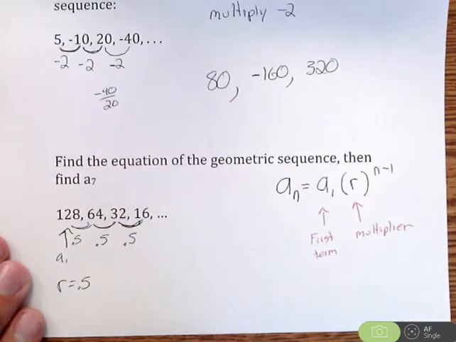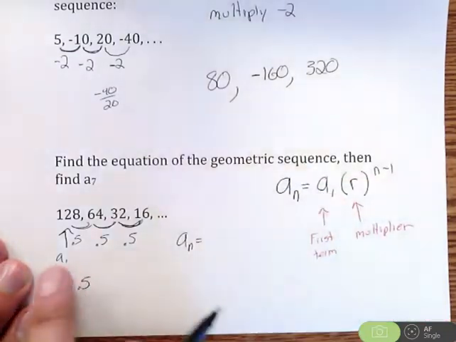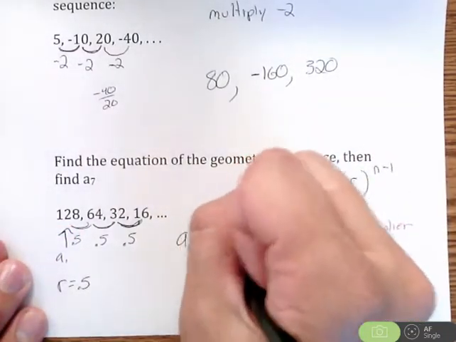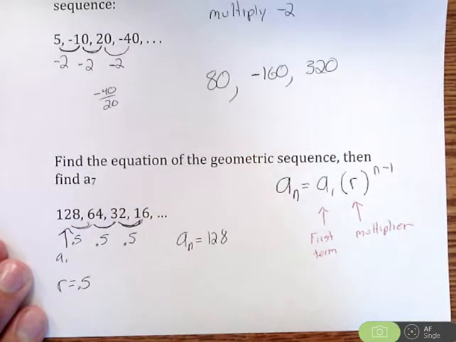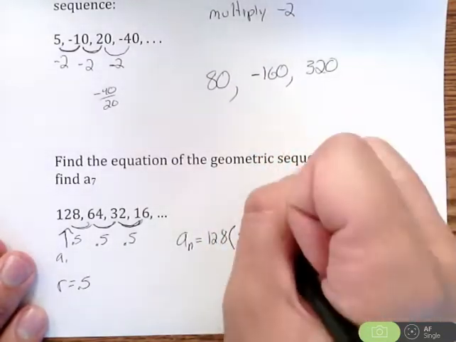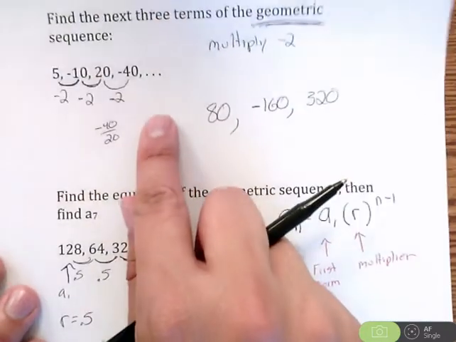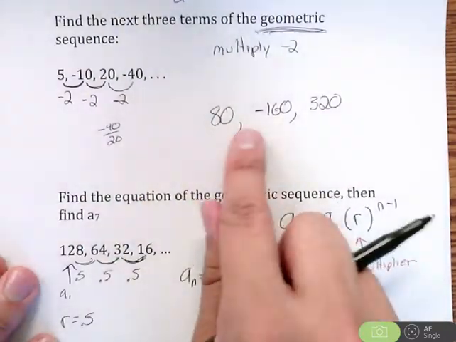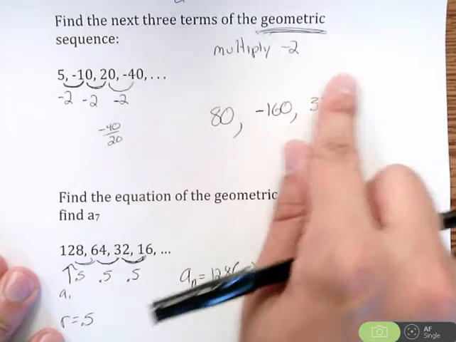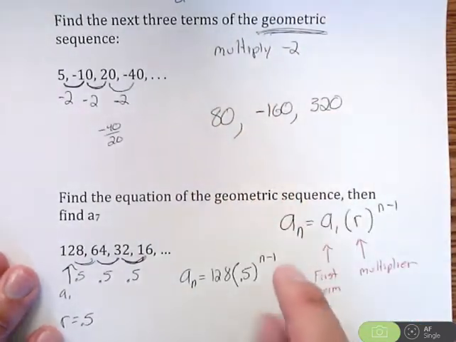So I'm going to put this all together. I'm going to have A_n equals, instead of A_1, let's put 128, and then I need parentheses 0.5 raised to the n minus 1. Now here's why this entire idea of the equation of the geometric sequence is important. In this previous problem, to find the next term, I had to keep continuing the pattern. Multiply by negative 2, multiply by negative 2, multiply by negative 2.